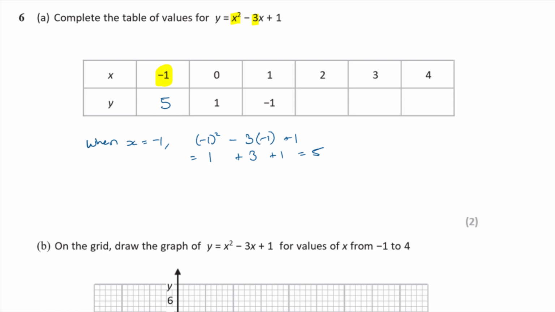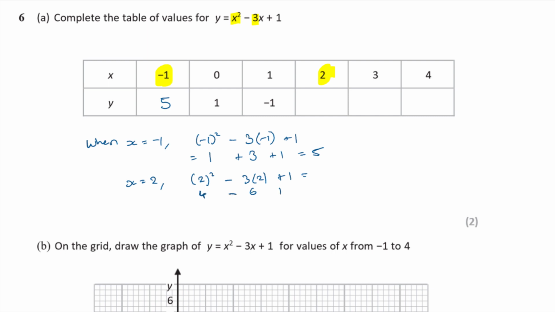When x is 2. So when x is equal to 2, then I'm going to get 2 squared minus 3 lots of 2 plus 1. That's going to be 2 squared is 4.